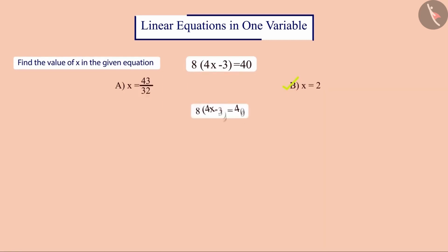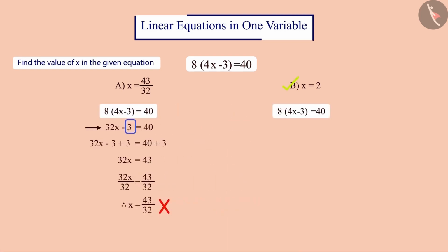The equation that we have is this. Since 8 is multiplied with this term, we simplify this by opening the bracket. But this is where we need to be careful. Because while multiplying by 8, we tend to multiply only 4x by 8 and forget to multiply 3 by 8 as well. This is why we end up getting the wrong answer.